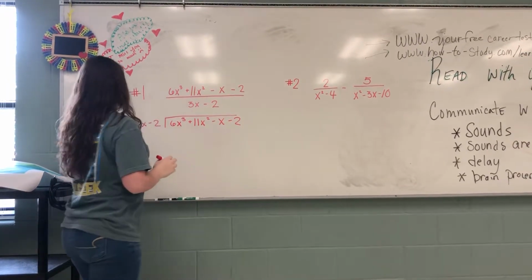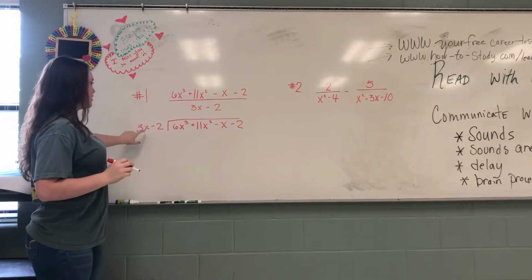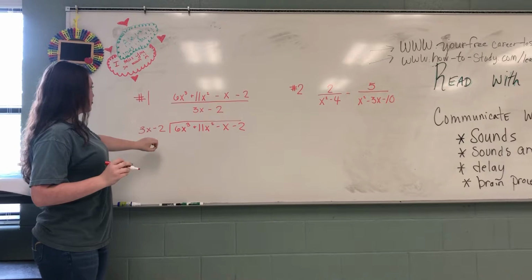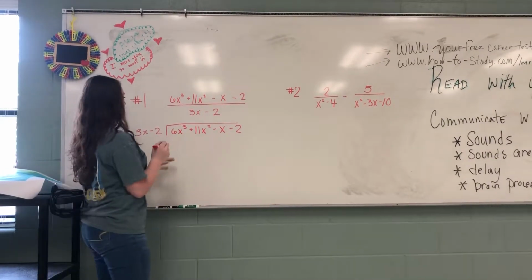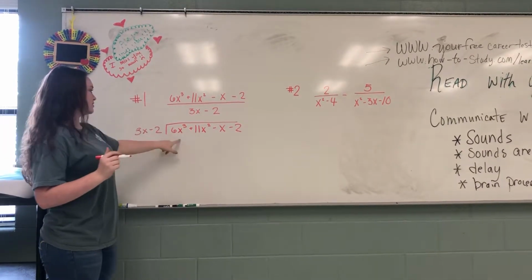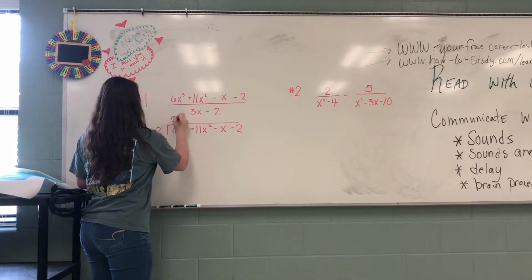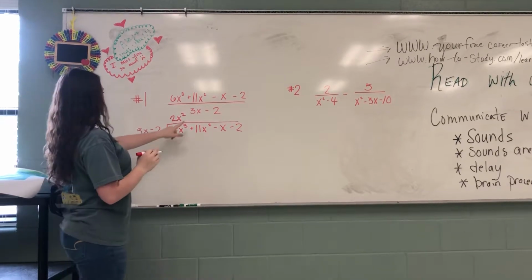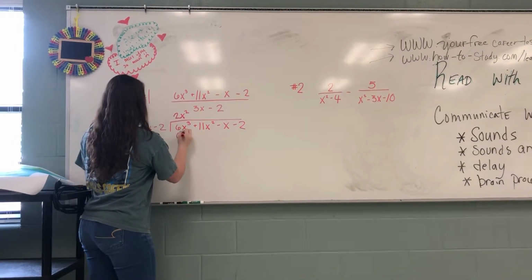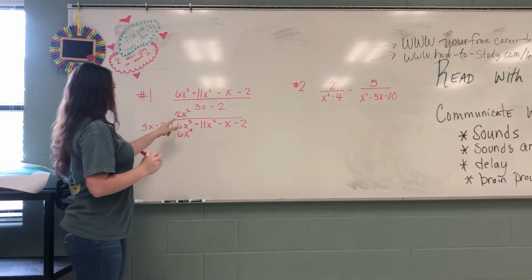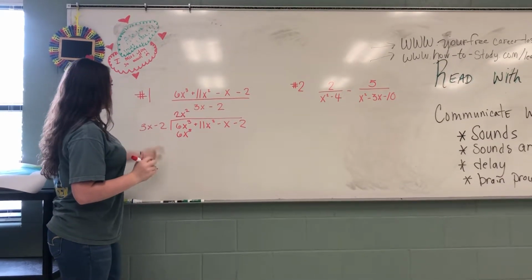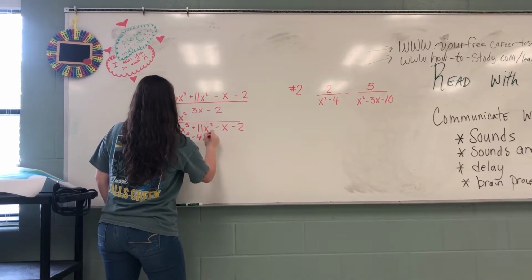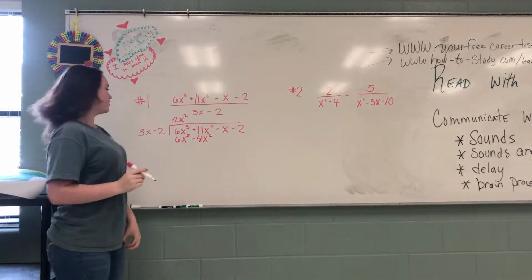2. You're going to look at your first term. What do you get when you divide this by this? You get 2x to the second, because 2x to the second times 3x is 6x to the third. And then you multiply 2x to the second by your second term as well: 2x to the second times 3x is 6x to the third, and 2x to the second times negative 2 is negative 4x to the second. Then you add the opposite.